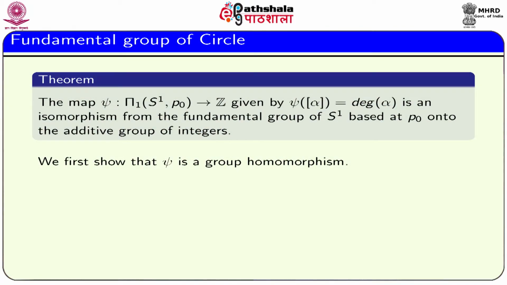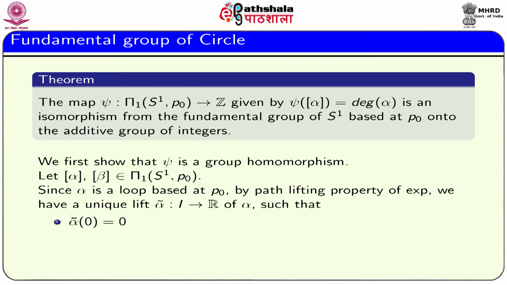Now, we state another theorem with the help of what we have already proved. If we define a map psi from the collection of all equivalence classes of loops based at P0 in S1 to the set of integers, given by psi of class alpha equal to degree alpha, then this map psi is an isomorphism. We first show that psi is a group homomorphism.